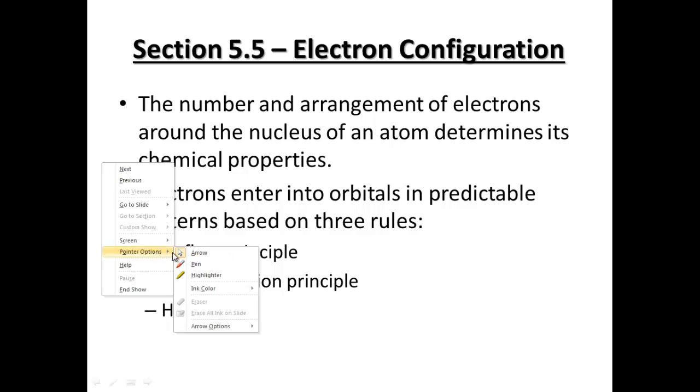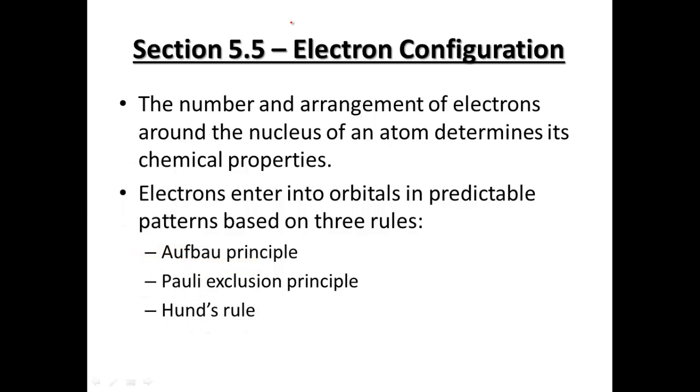What we're going to be looking at is using that information we've done so far with the quantum mechanics model and go with it to actually explain our electron configurations. As we're going, the number and the arrangement of electrons around the nucleus of an atom determines its chemical properties. And so we've discussed or started looking into that.